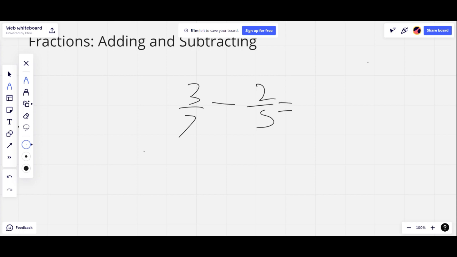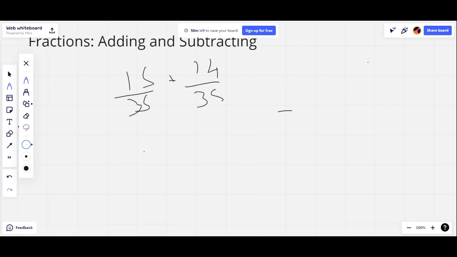So let's turn 3/7 into a common denominator. 7 times 5 is 35. So make the denominator 35. And then because you have to do 7 times 5, you do 3 times 5 and you get 15. And then because you have to do 5 times 7, you get 35. And then you have to do 2 times 7, which is 14. So the equation would be 15 over 35 plus 14 over 35, basically. So the answer would be 29 over 35.